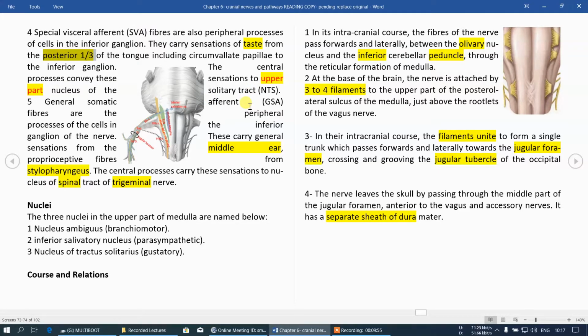Remember the nuclei of cranial nerves. We have three nuclei in the upper part of the medulla: nucleus ambiguus, inferior salivatory, and nucleus tractus solitarius. I have already shown this in your components table. Nucleus ambiguus is brachiomotor, supplying the stylopharyngeus muscle. Inferior salivatory is parasympathetic, supplying the parotid gland. And nucleus tractus solitarius carries taste from the posterior one third of the tongue. That is the gustatory component.